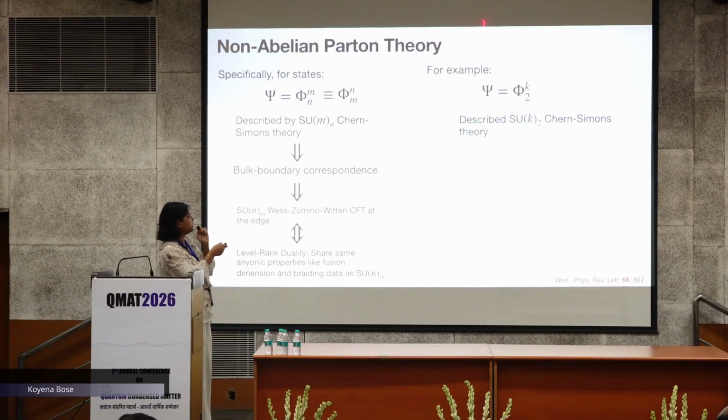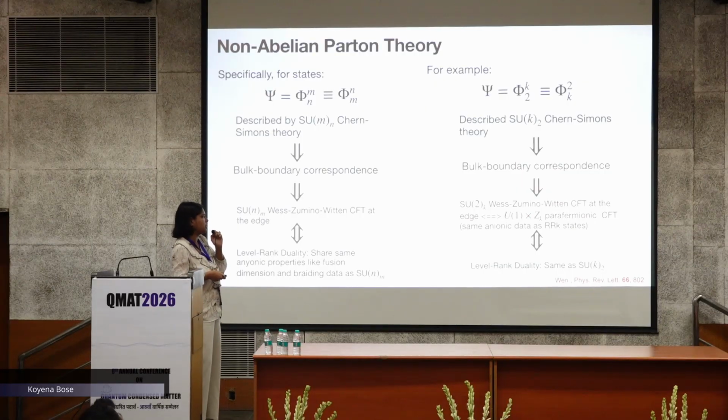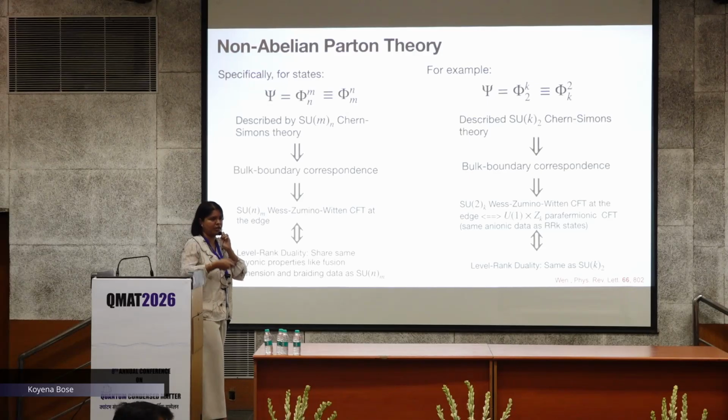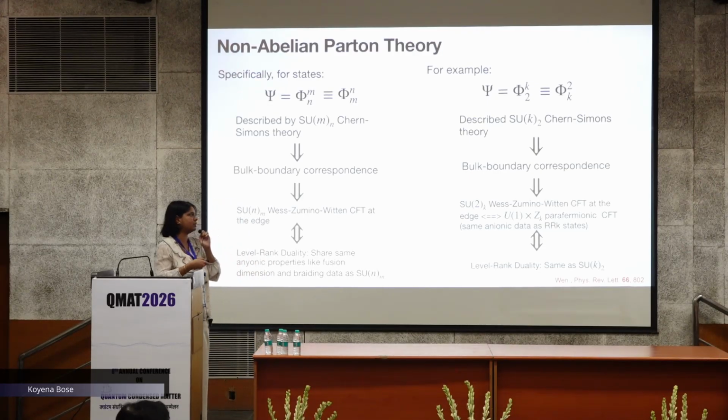So for example, if I take phi 2^k, it's described by level 2 SU(k) Chern-Simons theory. We apply bulk-boundary correspondence, and we get this SU(2)_k WZW CFT, which also has a Z_k parafermionic CFT description. And then the level-rank duality tells us that phi 2^k and phi k^2 should have the same anyonic data.